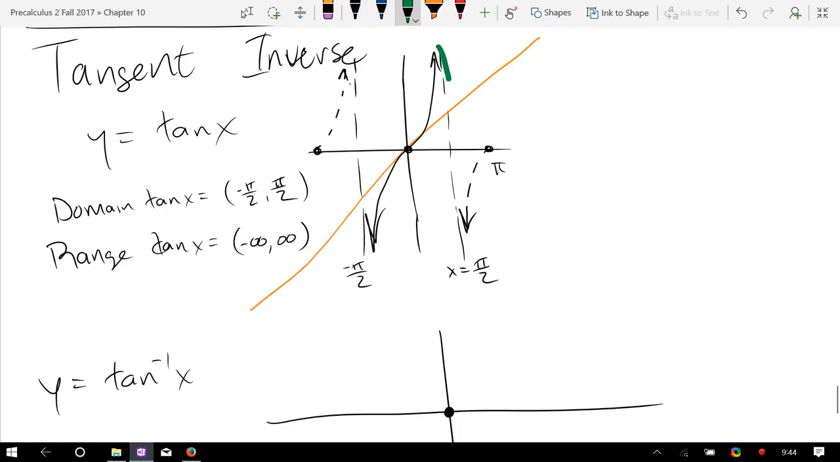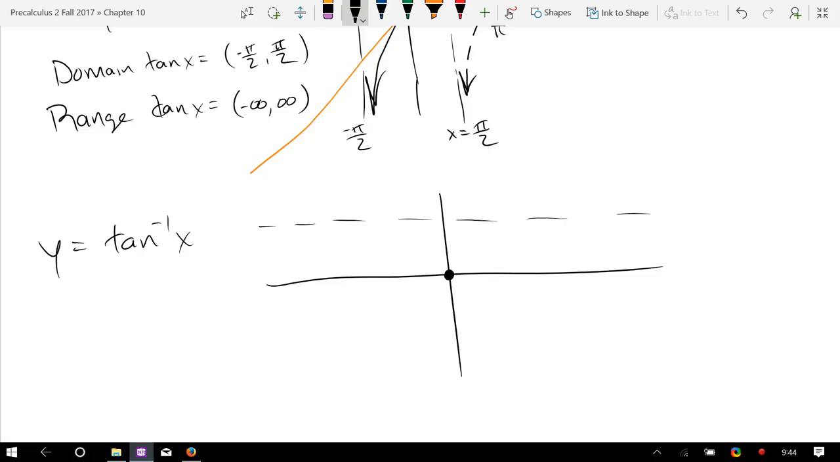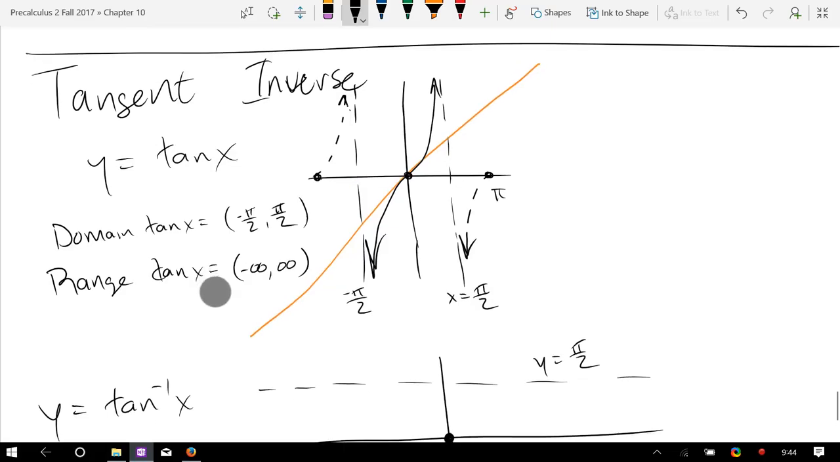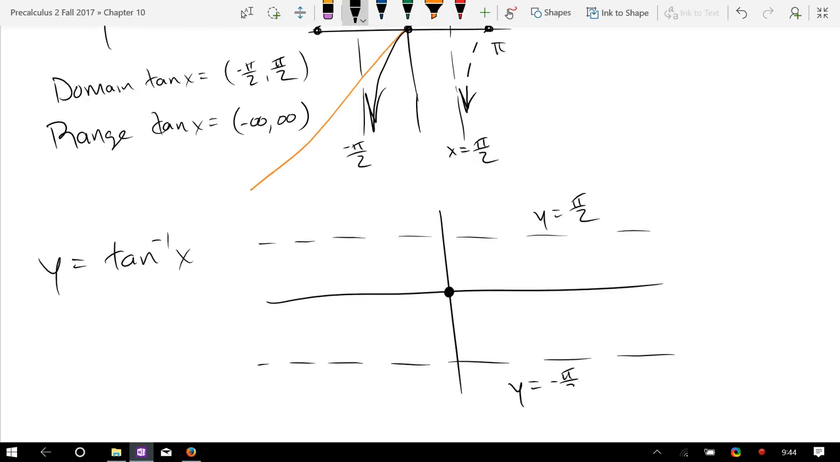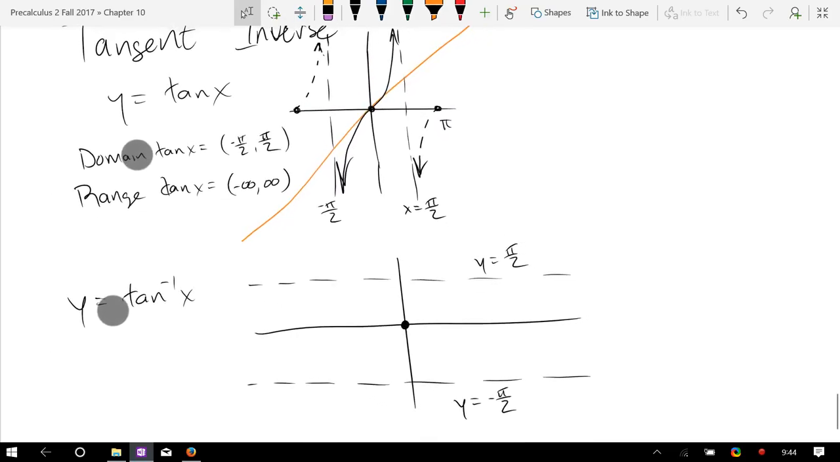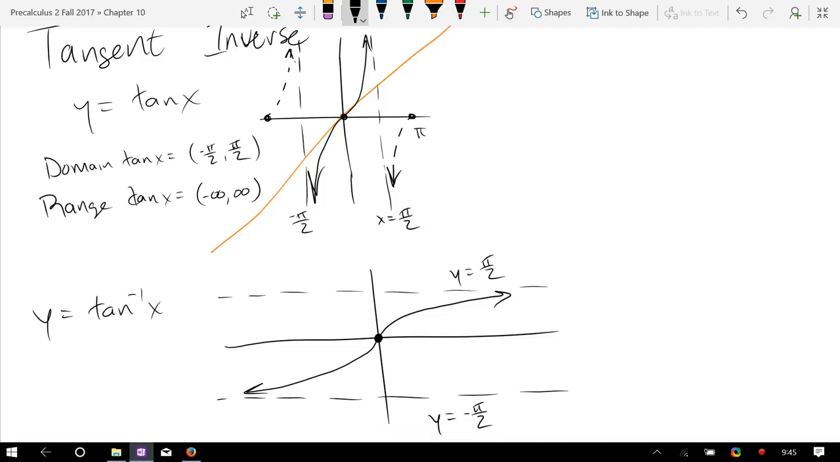What happens to this vertical line when I reflect? Turns horizontal. Another way to see that algebraically, just think x is going to change to y. So it becomes the line y equals pi over 2. So we have a horizontal asymptote y equals pi over 2. The other line, vertical asymptote, turns into a horizontal asymptote y equals negative pi over 2. And now if you have some good artistic skills, you can flip the curves over. If not, you can just copy off my mediocre artistic skills. So the graph's going to look like this.